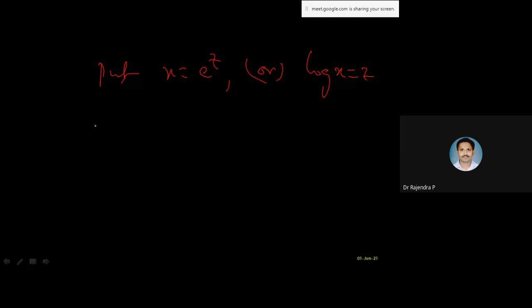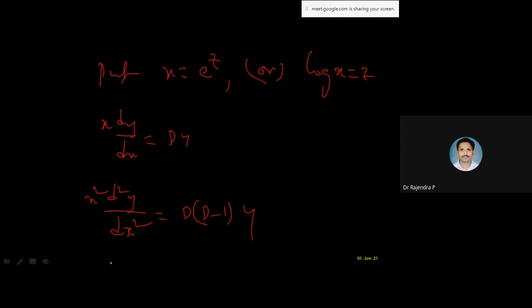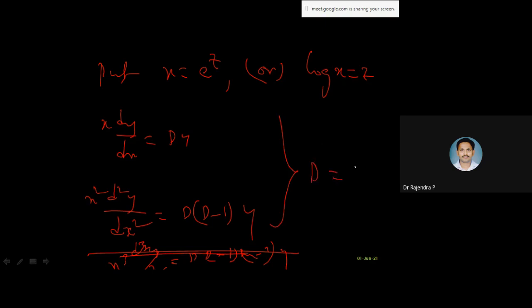So in that case, what we are going to substitute is x dy by dx is equal to capital D y, x square d square y by dx square is equal to D into D minus 1 into y, and it will continue: x cube d cube y by dx cube is equal to D into D minus 1 into D minus 2 into y. But these particular terms we are not using. The first two terms are enough, where capital D is nothing but small d by dz.